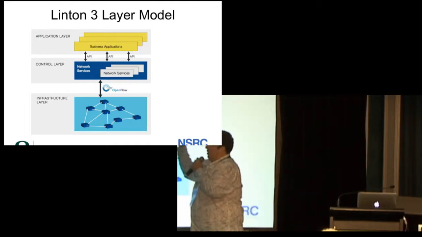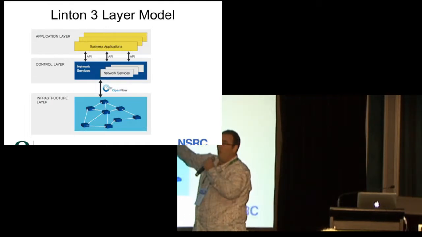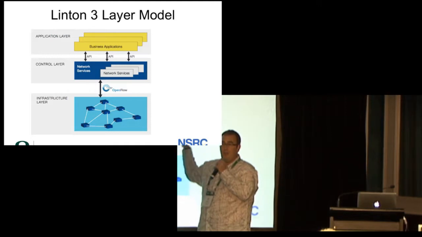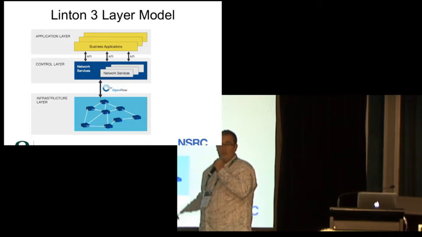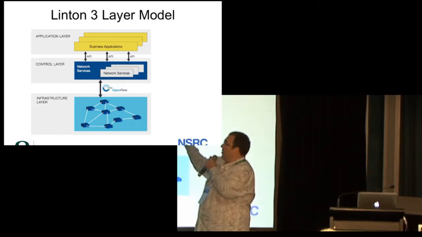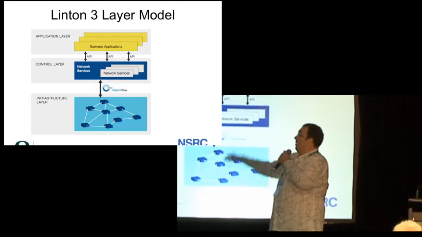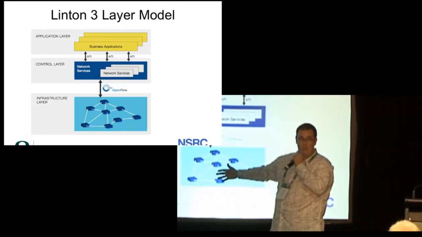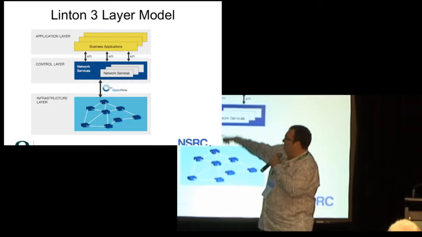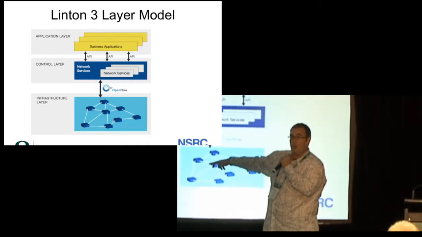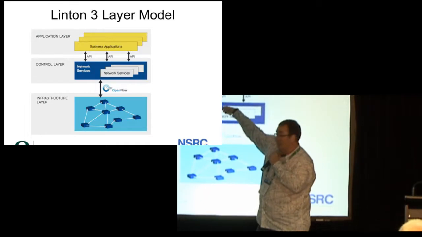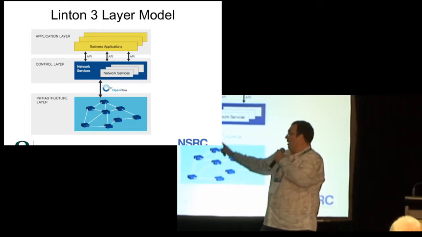Up here is my control layer. This is where all of the decisions about where traffic goes are made. So the decisions are made here, and the actions are done here. Decisions, actions. And the protocol which we run in the middle to get my decisions down to be actions is called Openflow.